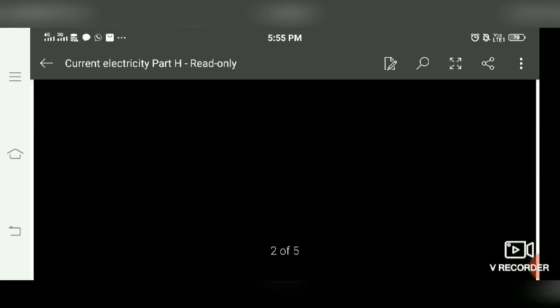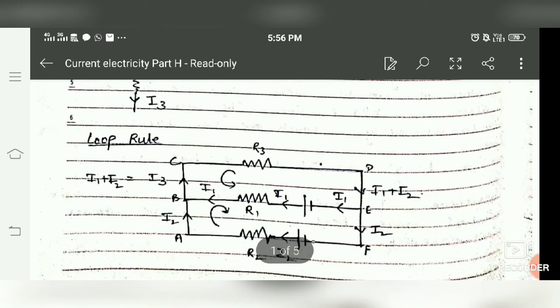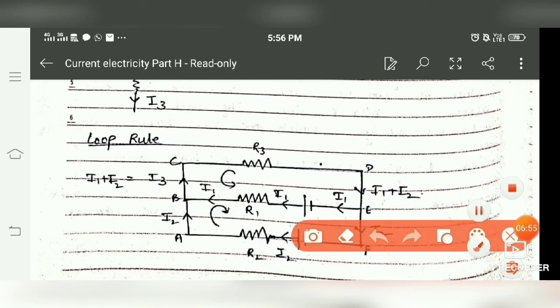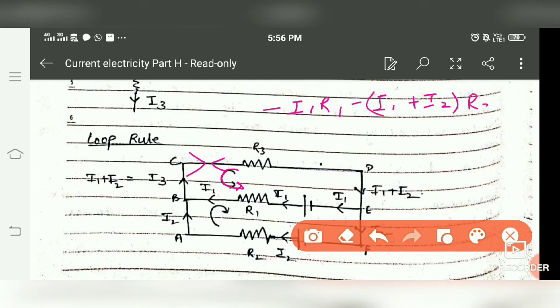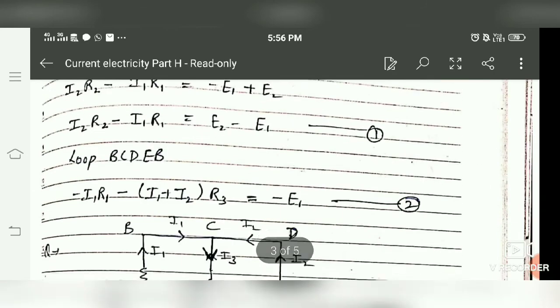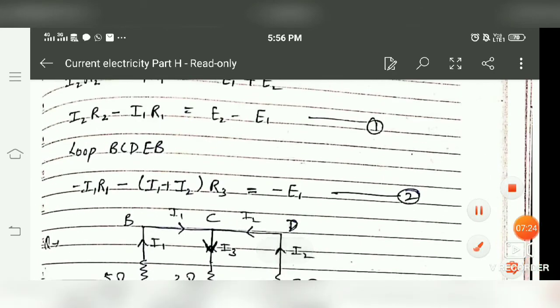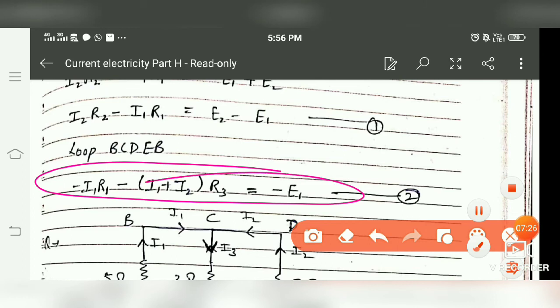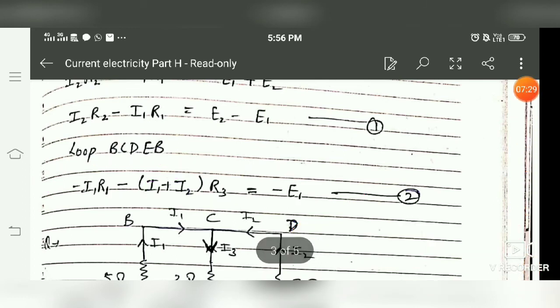One more thing, as we are traversing in anti-clockwise direction, the current direction is opposite in both cases. As we are moving in this direction, but the current is in this direction, so this is minus I1 R1 minus (I1 plus I2) R3 is equal to minus E1. So we get this result for the second. So this is Kirchhoff's second law or loop rule.